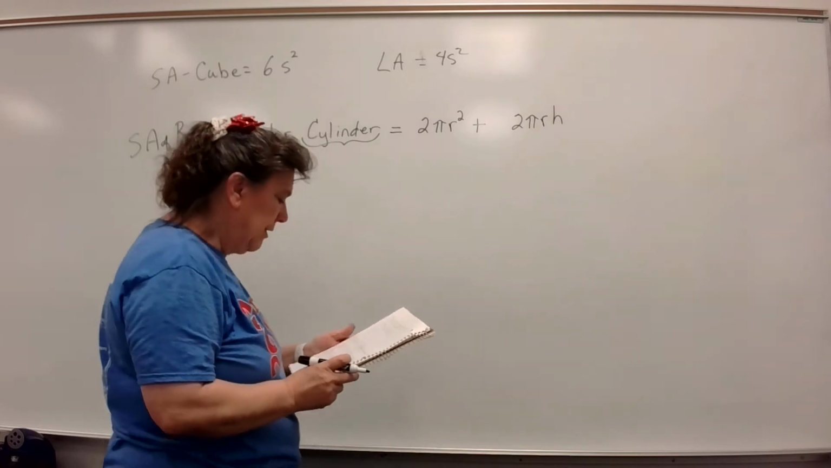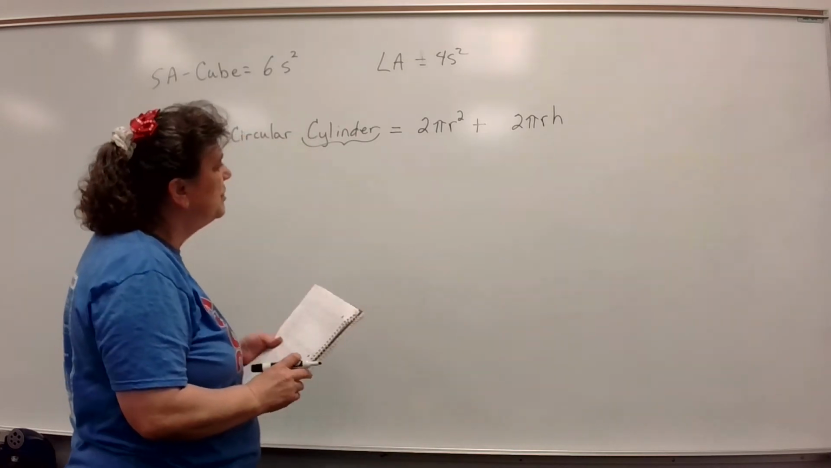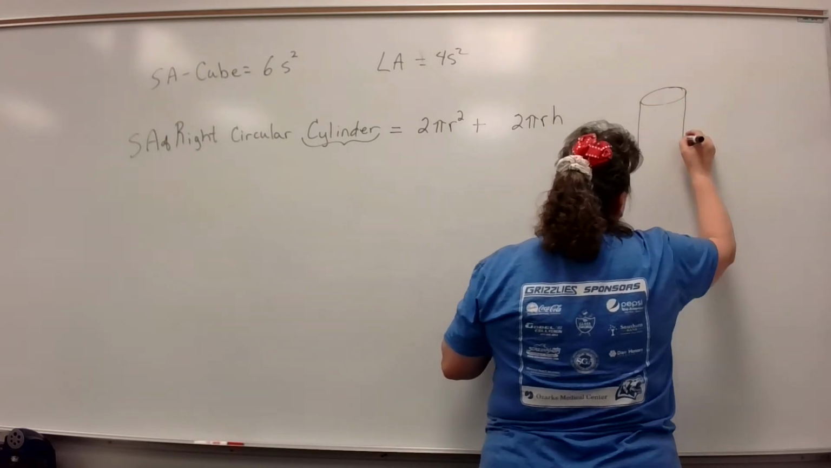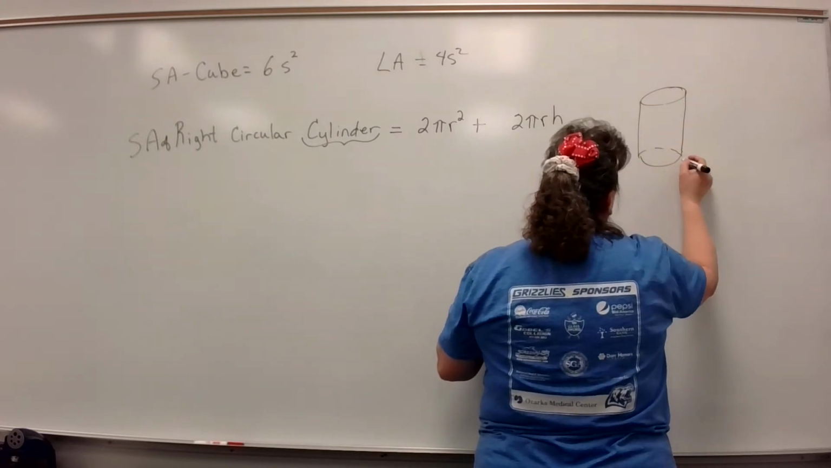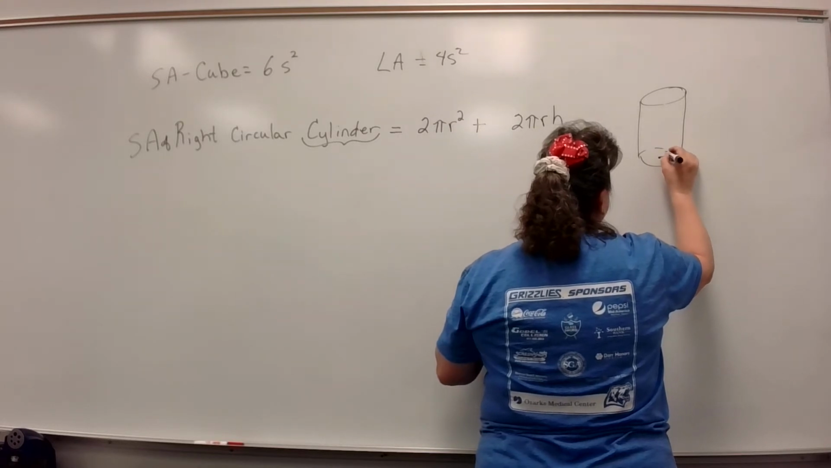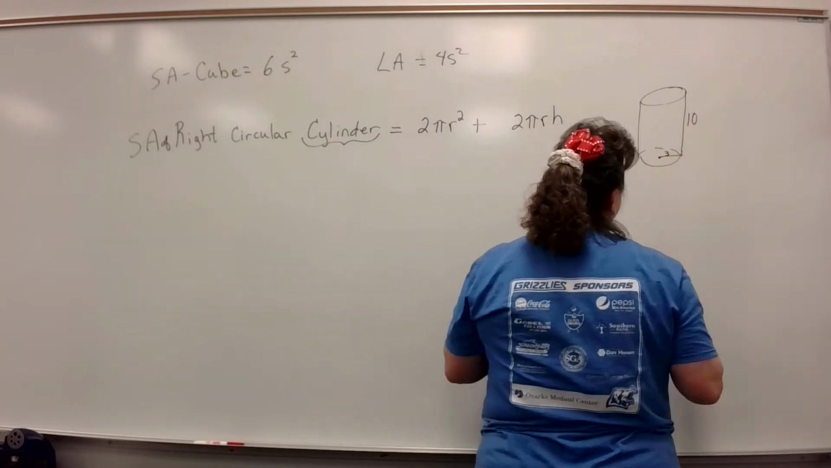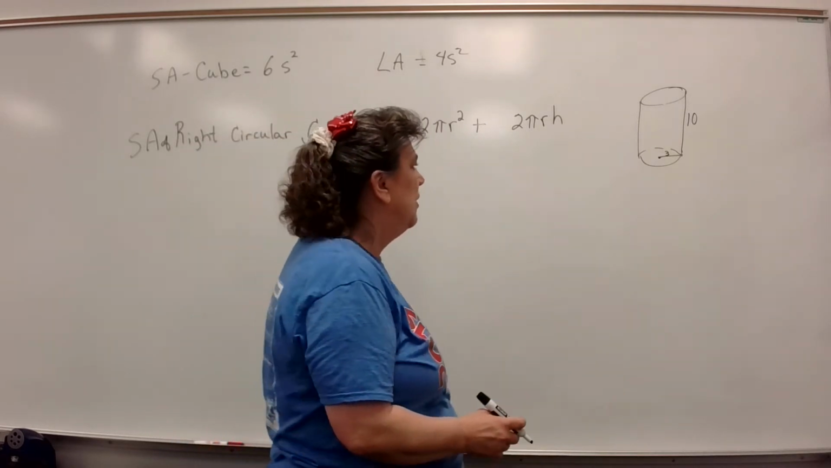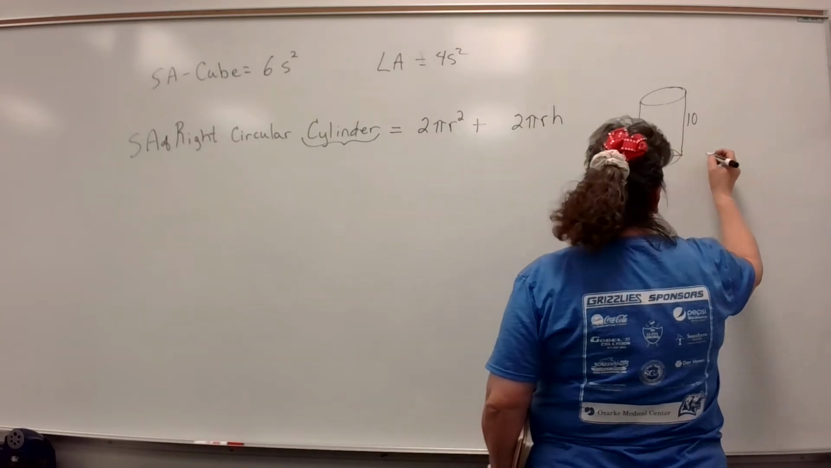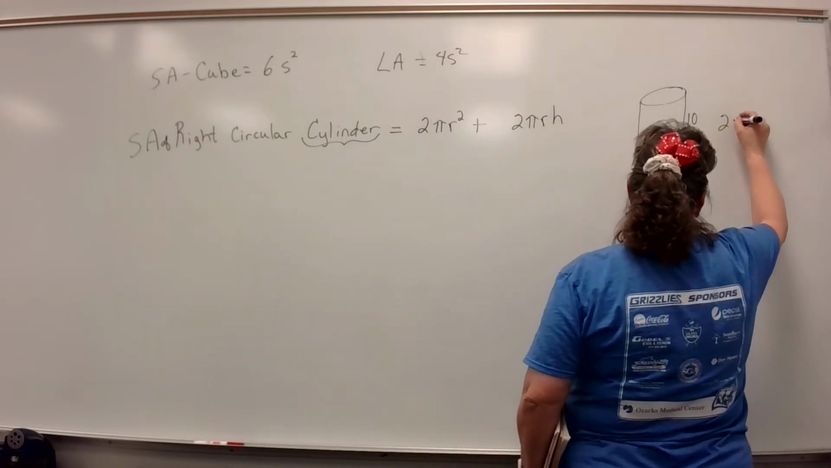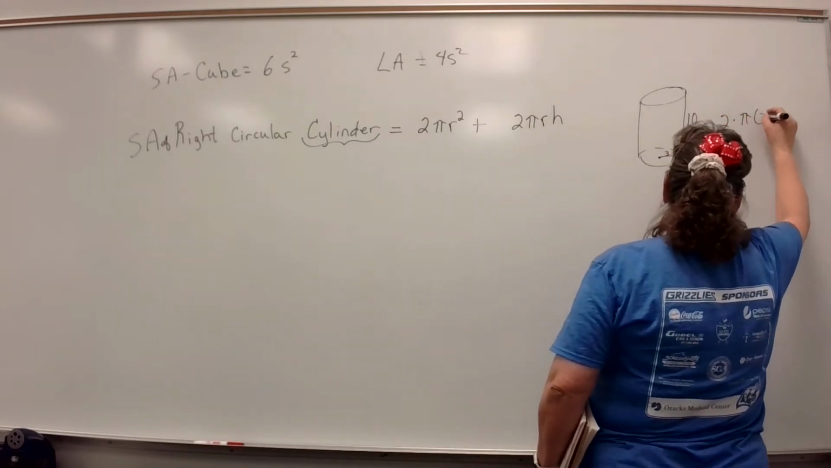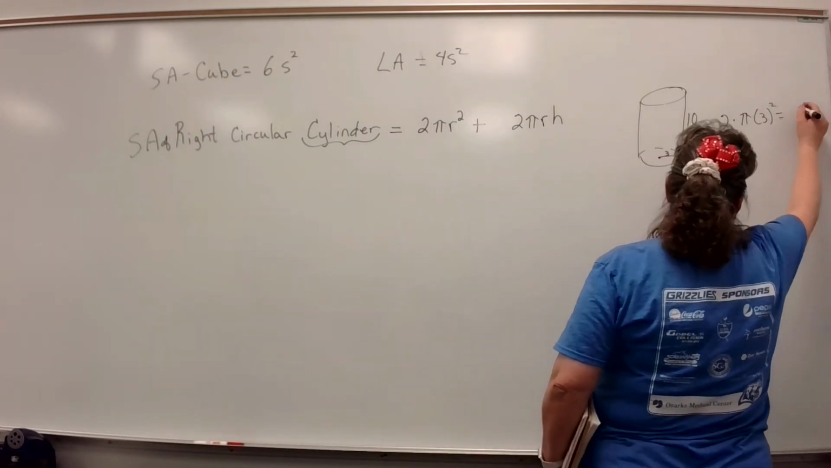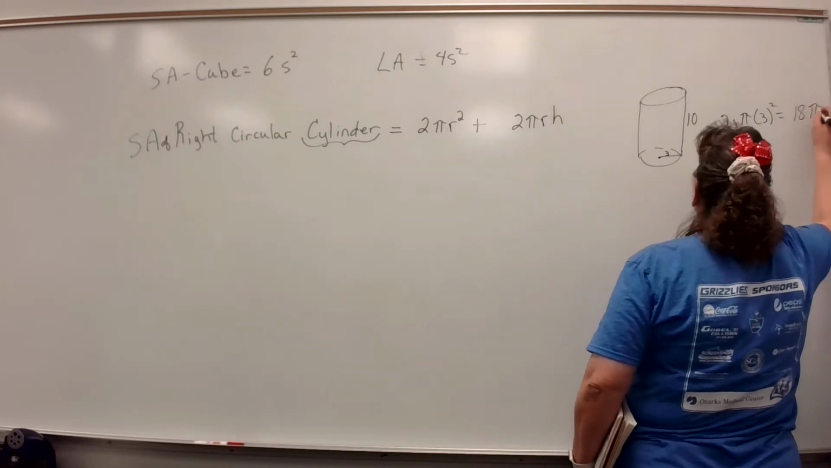particular cylinder. Okay, so let's actually do a cylinder. Here I have a cylinder. It has a radius of 3 and a height of 10. So what is my surface area of that cylinder? Well, my circles, there's 2 of them, so it's 2 times pi times 3 squared, which is going to equal 9 times 2, which is 18 pi.